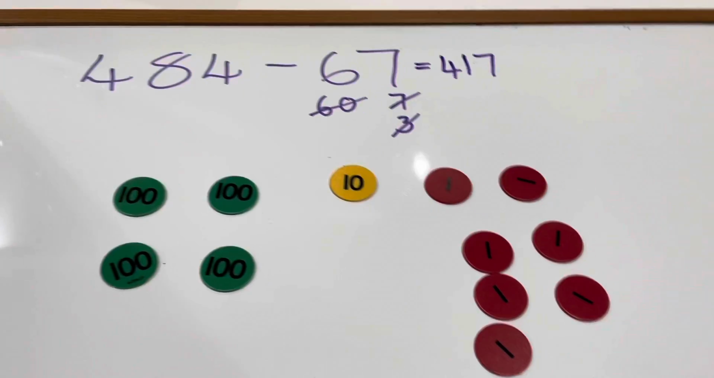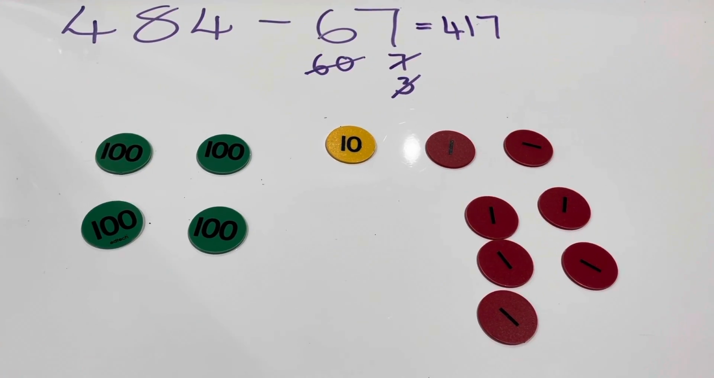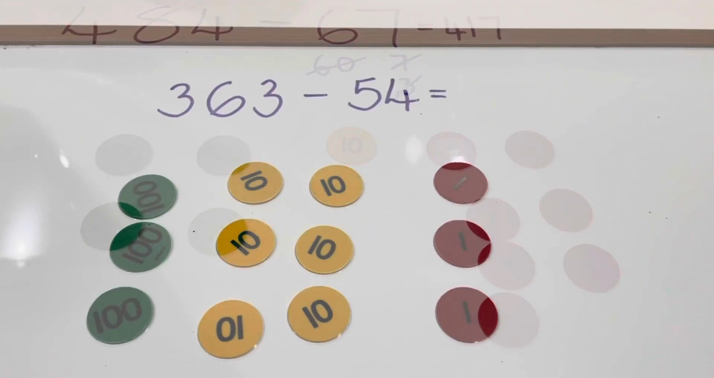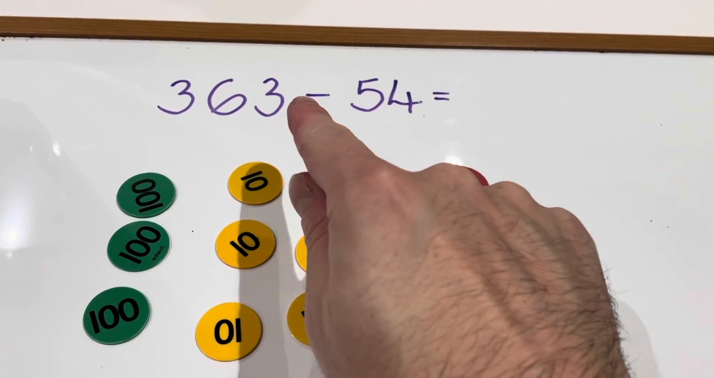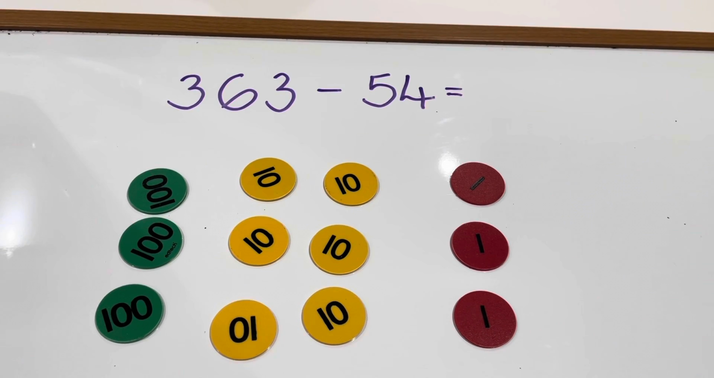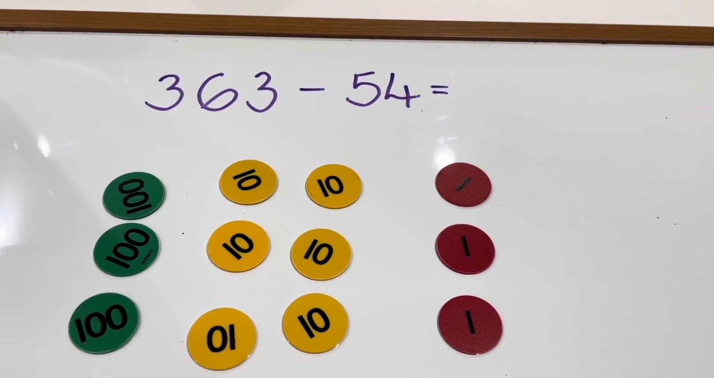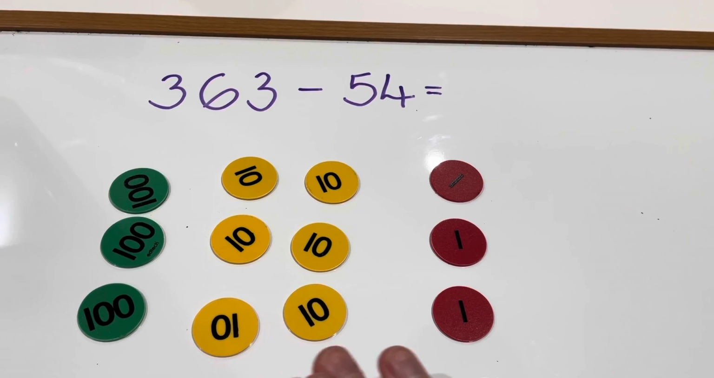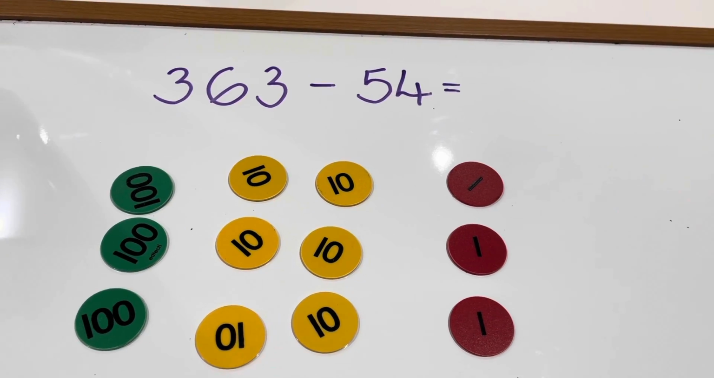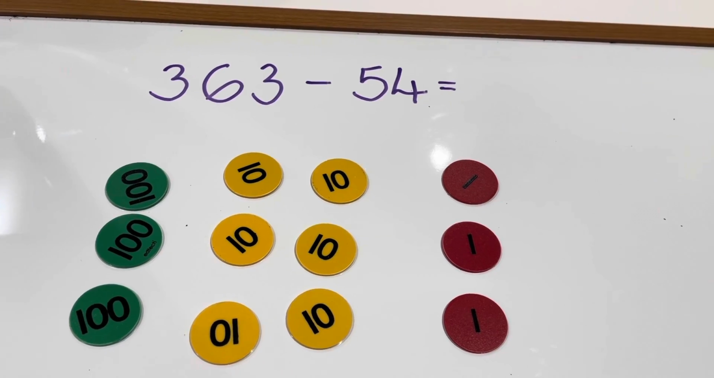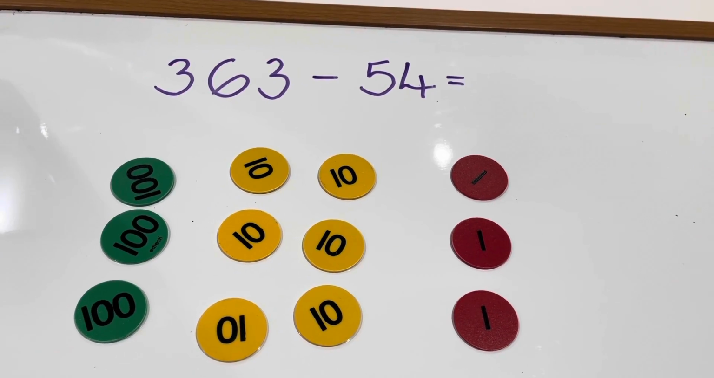417. I'm going to give you a question now where you can attempt to do it with the counters as well. Your turn now. Here's the question I've given you. 363, take away 54. Remember the steps. Start on the larger value, I've laid that out for you. Partition this number up and then take it away in chunks. Give it a go. We'll see you in a second to see if you got the same answer.